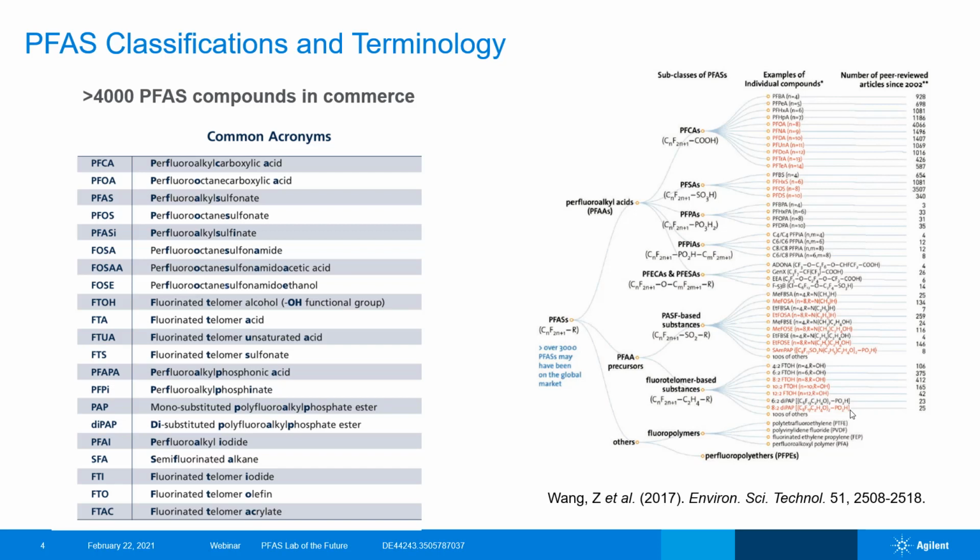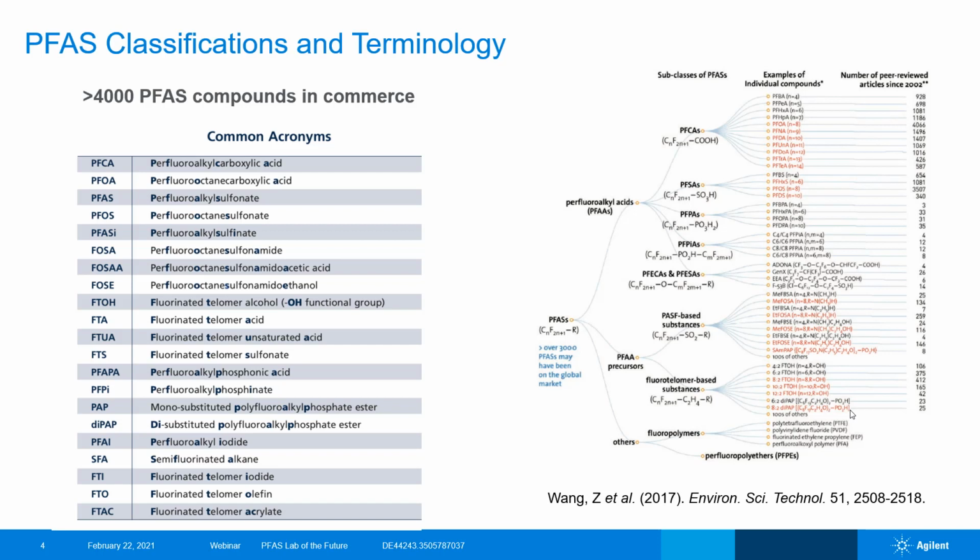Now, I'm showing a slightly older paper here, but it highlights the point really well. And what it points to is, we know that there are upwards of 4,000 PFAS that are present in commerce. And there are many different classes of PFAS as well. So this paper by Wang et al. talks about 14 different subclasses of PFAS.